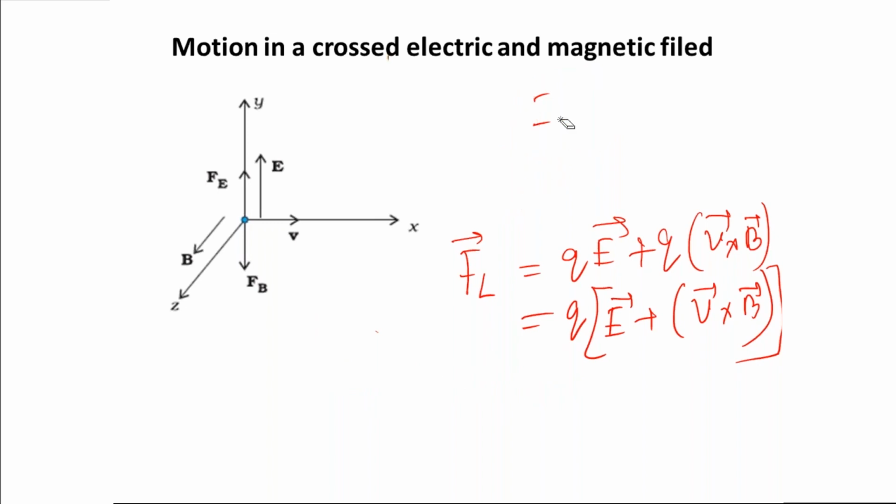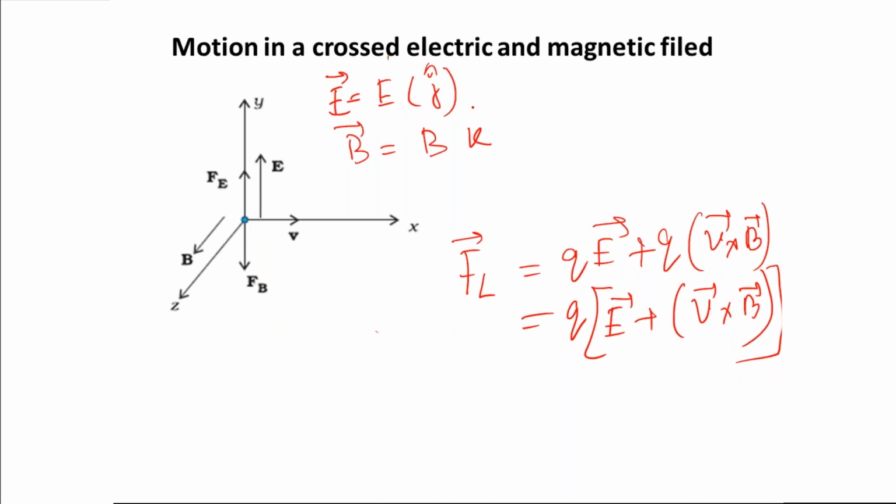Here I am taking a Cartesian coordinate system. Suppose in a region where the crossed electric and magnetic field is present, the electric field is acting in the y direction. So I can write the electric field as E in the j cap direction. This is my electric field, and the magnetic field is along the z direction, so this is k cap. This is my electric and magnetic field.